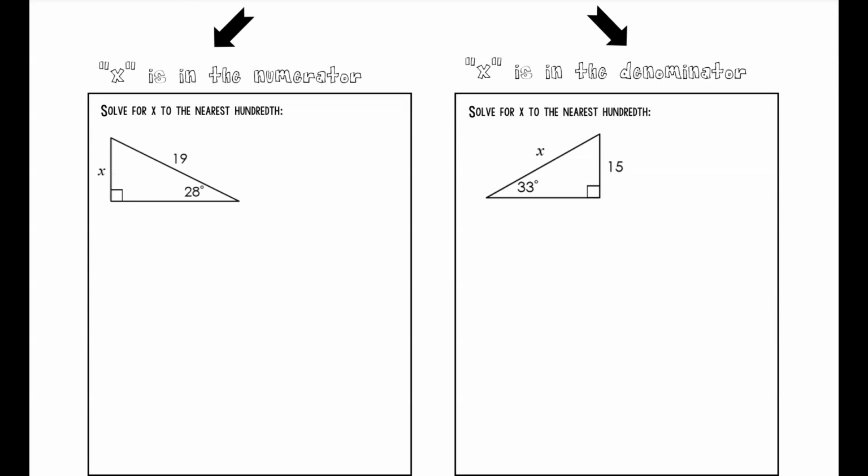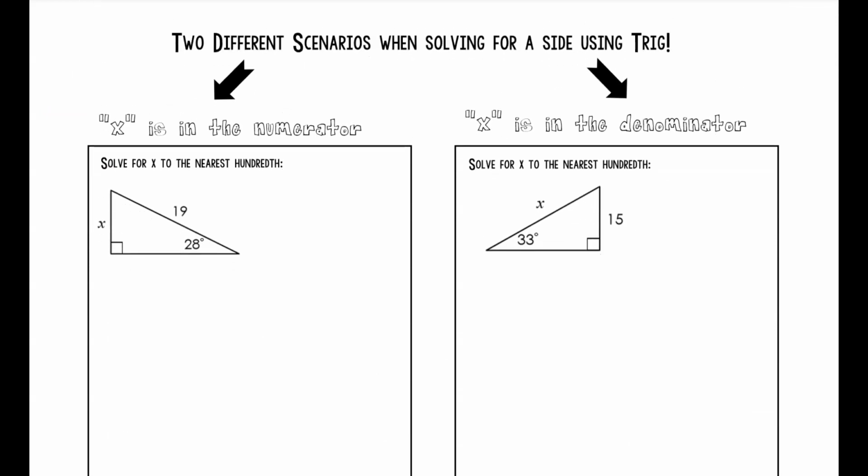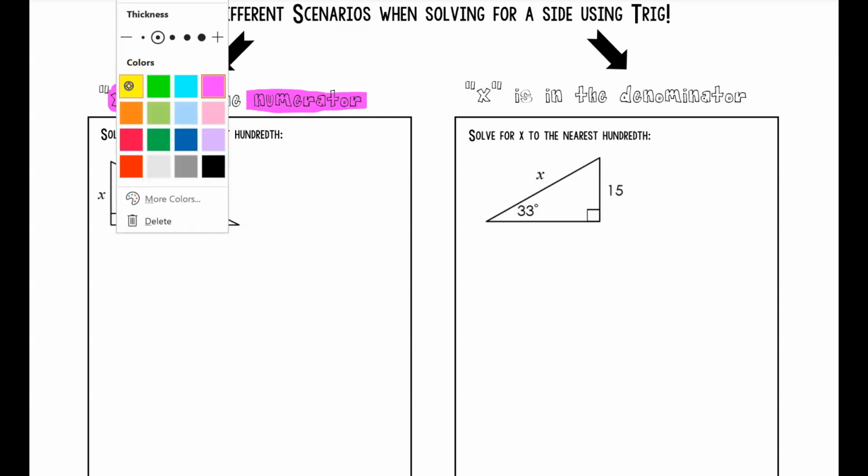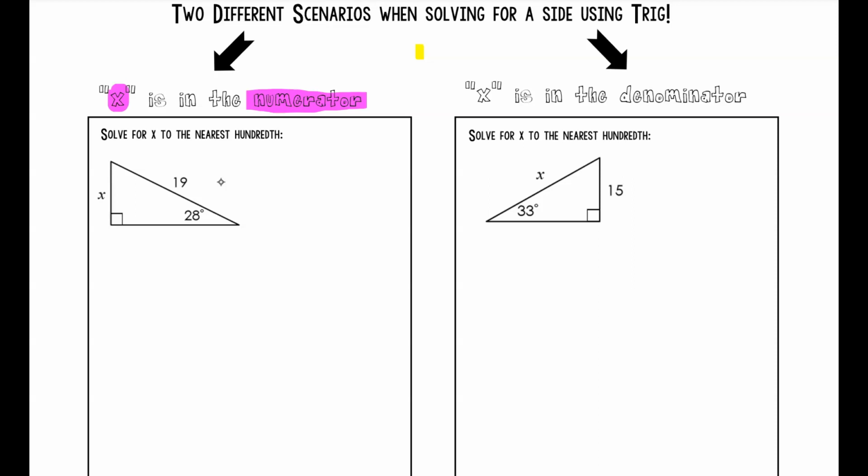Okay, so I have 2 different scenarios here. Okay, 2 different scenarios when solving for a side using trig. First one is when the unknown is in the numerator. All right, so let's discuss that. So you have a right triangle. Okay, we have a right triangle. They gave us this 28 degrees. So that 28 degrees is the angle we're going to be standing at.